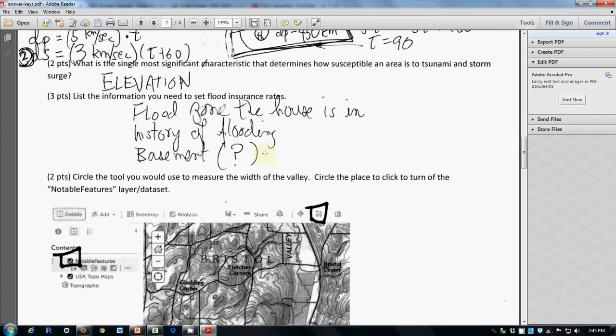And finally, basement. Whether there is one or not is really important. A house that may not otherwise have a problem with flooding, if it has a basement, anything that's in that basement is at risk, being so much lower in elevation than the building itself.